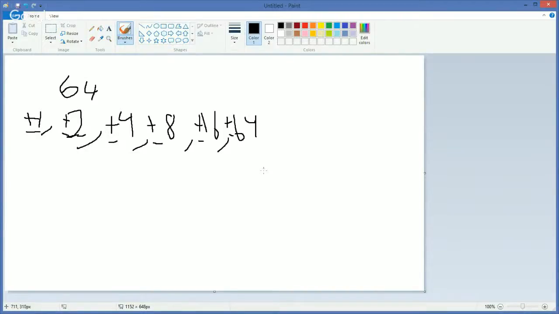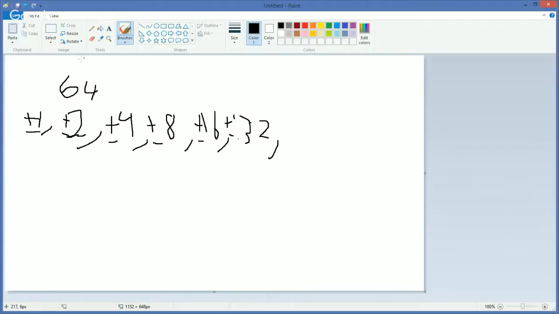Actually, I missed one. Hang on, I've got to erase that because I missed a factor in there. That's going to be plus minus 32, and then it's going to be 64. So plus minus 32 and plus minus 64. I knew I'd missed one, but thanks for calling me on that.